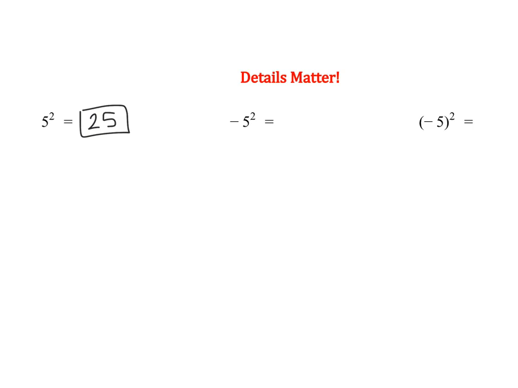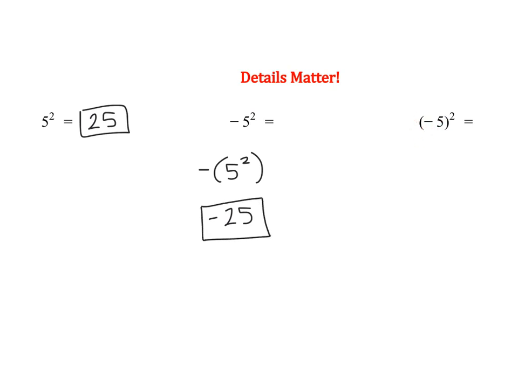So the way I think about exponents is they only affect the term or number that they are directly touching. So in this case, only 5 is being squared, not the negative. So that means that we actually have a case that looks like this: negative 5 squared. So our answer here is actually negative 25. So remember, in this case, the negative is not being squared, only the 5.